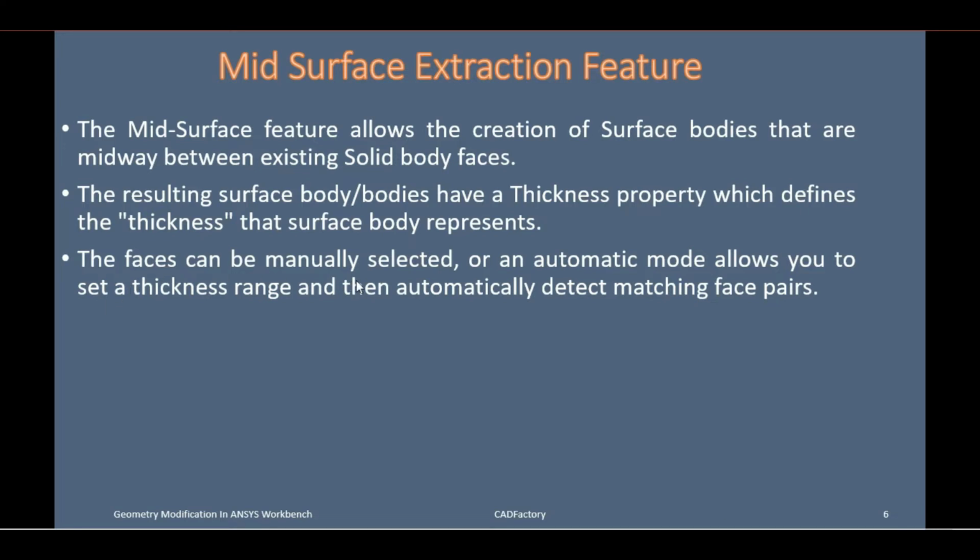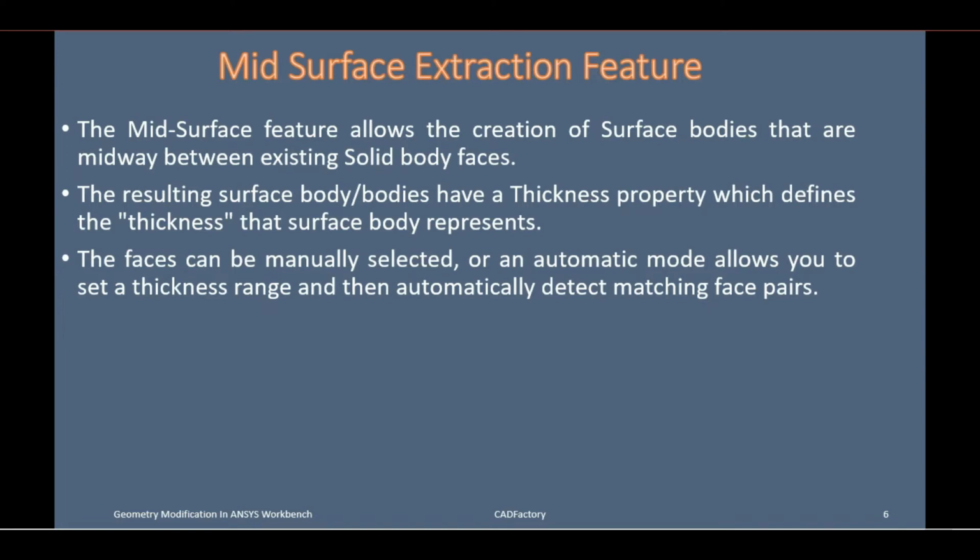Faces can be manually selected, or an automatic mode allows you to set a thickness range and then automatically detect matching face pairs. So in this feature we will find two types of selection methods: first is manual and second is automatic. Using the manual method we can select a pair as per our requirement, or if you want to select the whole body, if it is a 3D thin shell, then you can use the automatic method. In this method we have to give a range of thickness.